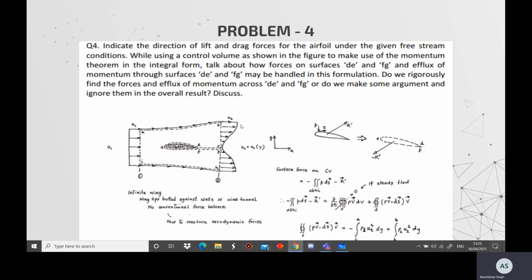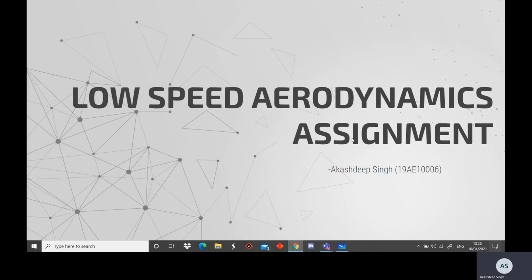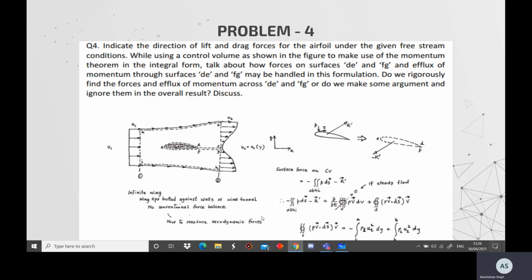While discussing this, we will also discuss forces on the surfaces DE and FG, which are the airfoil surfaces, and efflux of momentum through surfaces DE and FG. We will also make certain assumptions, which I will discuss as I go through, and I'll be using these particular equations. All these integral equations are derived from the momentum equation. So this is not a conventional force balance.